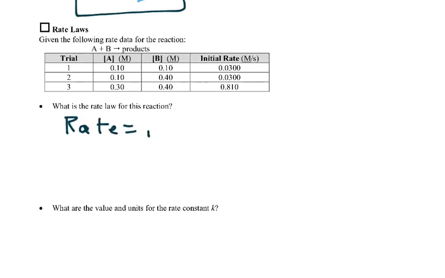equals k, and this is called the rate constant, times the concentration of chemical A, and that's to some power. I'm going to call it x, times the concentration of B, and that's to some other power. We're going to call that y. So we're going to figure out x and y, and that'll give us our rate law.